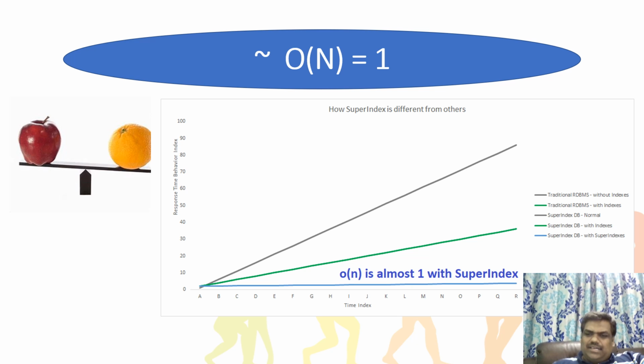It's a picture-based comparison. See, O of n is almost 1 with SuperIndex DB. Traditional RDBMS without indexes goes to very high response time behavior. With traditional RDBMS with indexes, it maintains a different response time. SuperIndex DB also maintains the same. But when we have the SuperIndex option, the response time is flat.